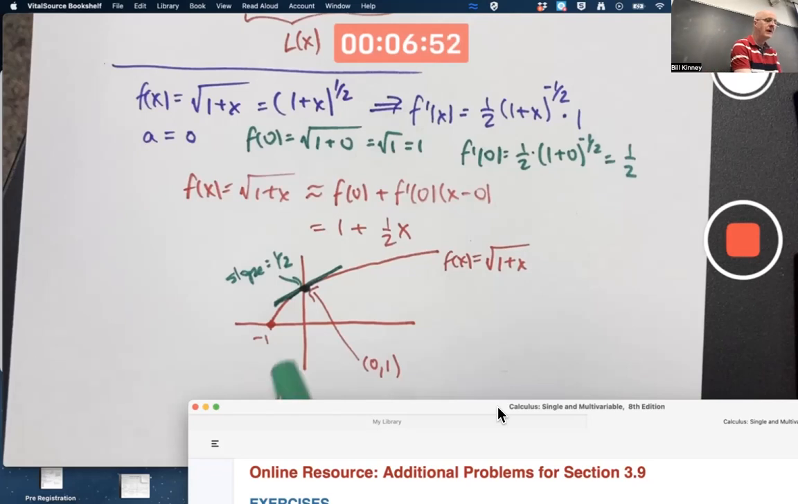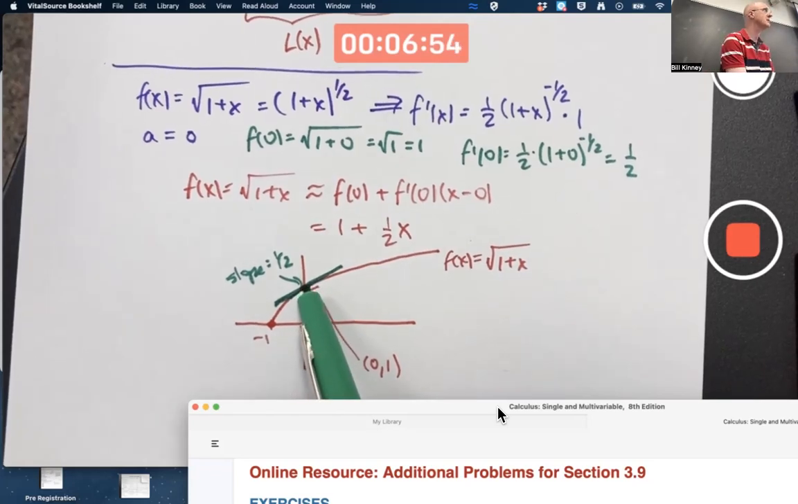Because when you zoom in close to curves that are smooth near any point, they will look more and more like straight lines. That's why the closer you zoom into the red curve near this point, the closer it's going to look like the green line. The tangent line is the best linear approximation to this curve at that point.